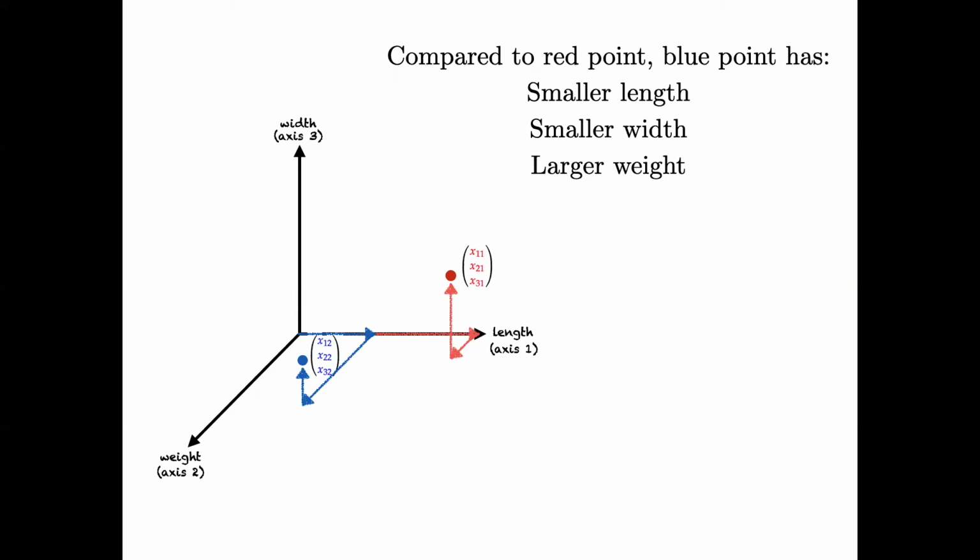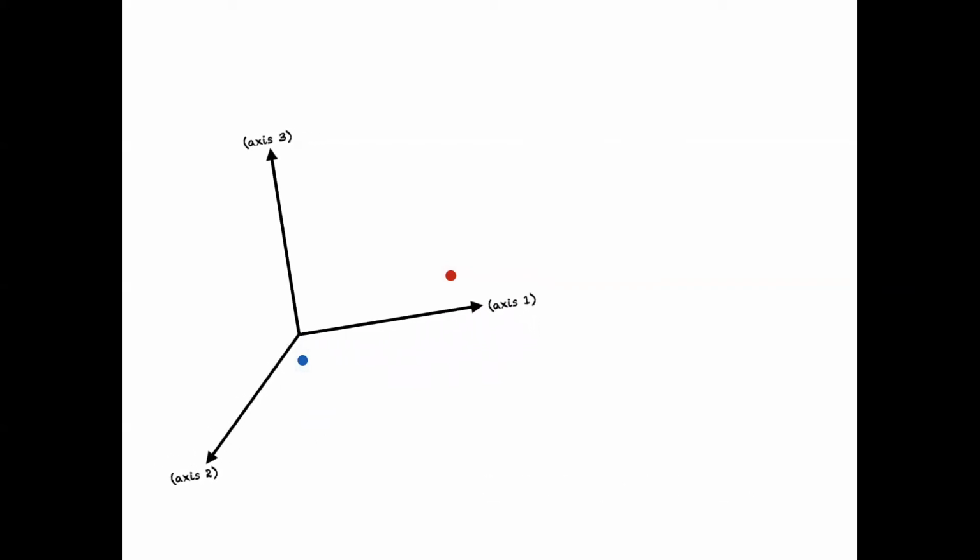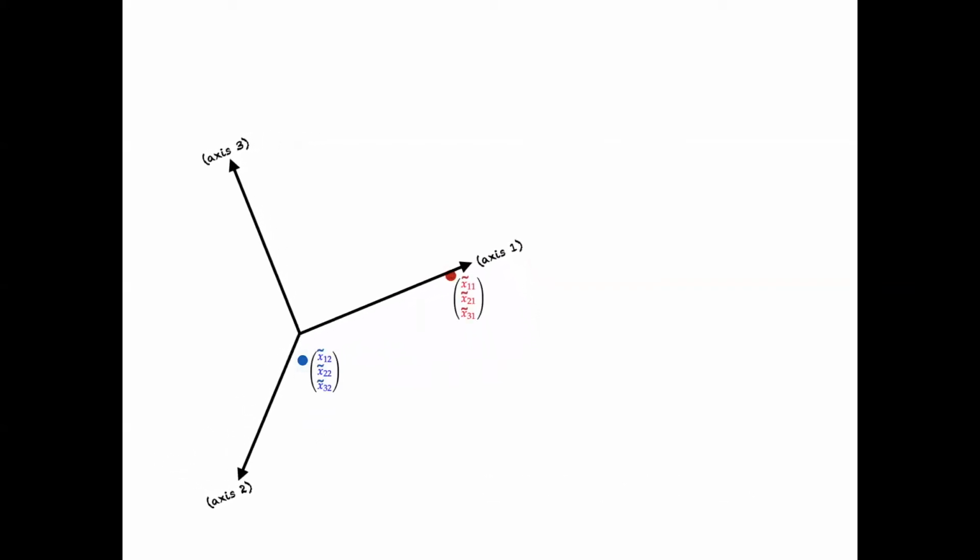Now, here's where we're going to turn this on its side a little bit, and we are going to change the basis. I'm going to do so by just rotating these axes a little bit. They will no longer represent length, weight, and width. And the points do not change. The points stay exactly where they were in space.